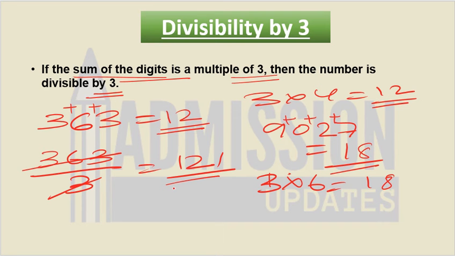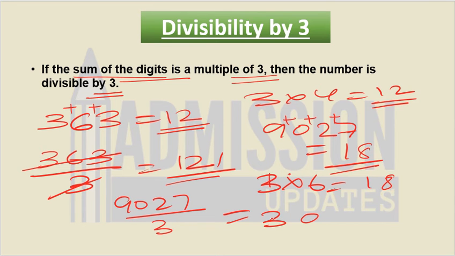Now let us divide this number by 3. What do we get in the answer? 3 3s are 9, 0. Then we will put one more 0 to take these two numbers together, and 3 9s are 27. So here this number is divisible by 3. Hence it is true that if a number has digits and the sum of the digits is a multiple of 3, then the number is divisible by 3.